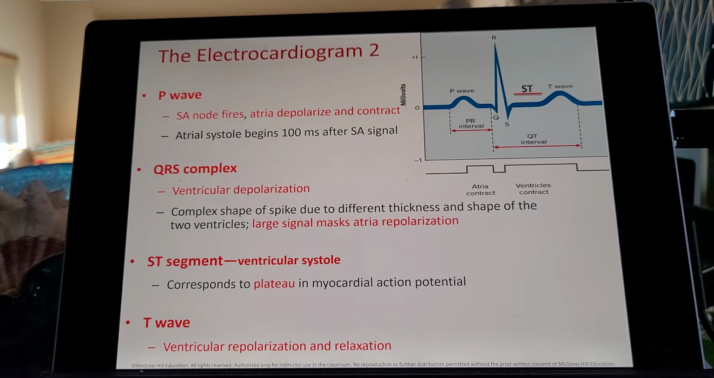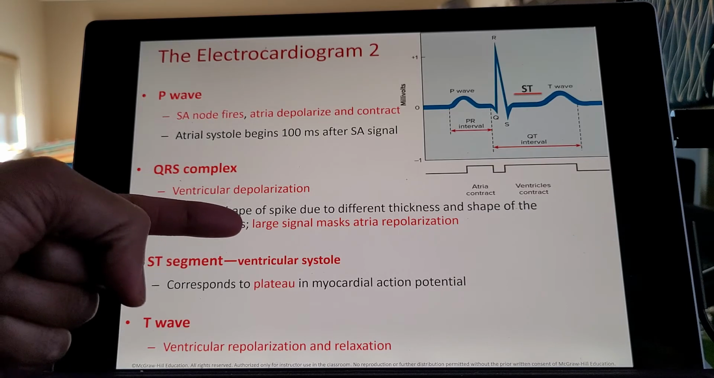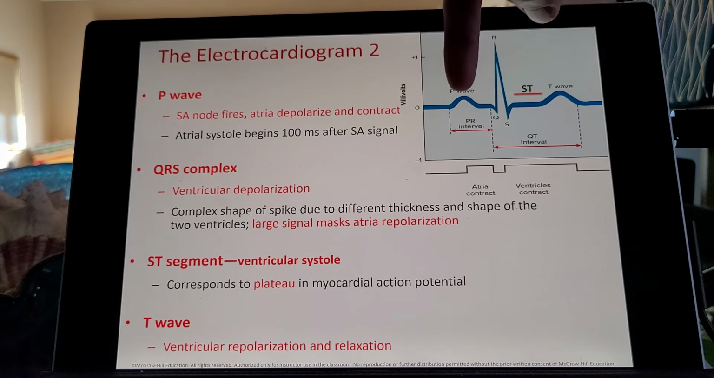Our next is our big QRS complex. The reason why it looks spiky and large is because of the larger ventricular muscles. This is when the ventricular muscles depolarize. And again, it's weird looking because of the different sizes in ventricular muscle. Because it's so large, it masks atrial repolarization. So we depolarize our atria here, we repolarize it here, but we can't actually see that signal because this is when our ventricles are depolarizing and it's a lot larger signal.